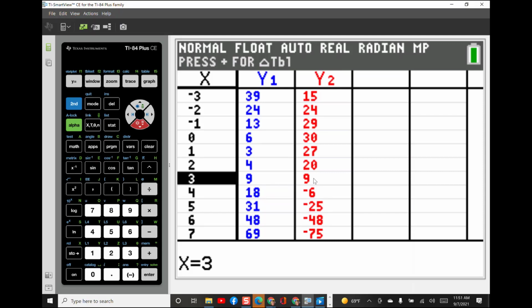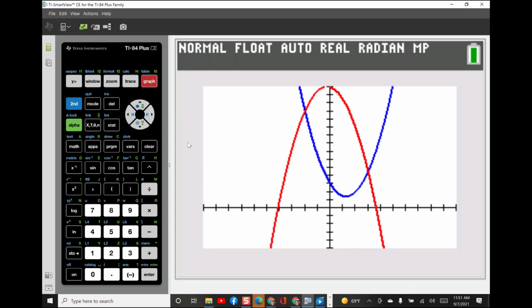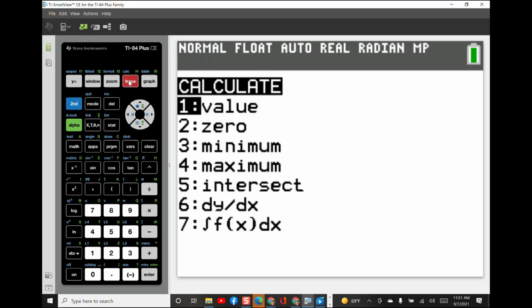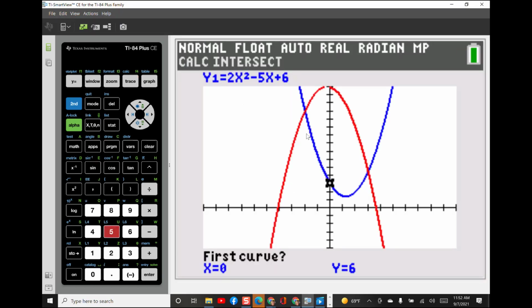Okay. Now we're going to go back to the graph, and I'm going to show you an intersection tool, because sometimes it's really tough to tell what the intersection is because of the large numbers. So we're going to use this tool. You go to second calc, so it's second trace, and you'll see the calc above it. We're calculating the intersection. Down here it says intersect at 5, so we're going to hit 5. Our cursor shows up here, and we need to get it up here. We're going to do this side first. So let's go up.